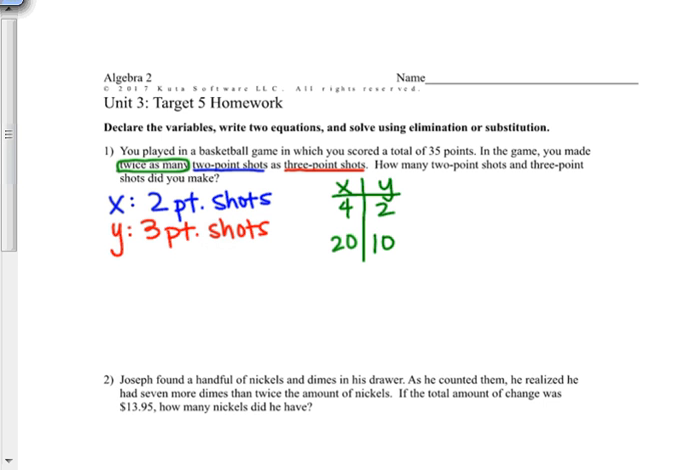So one of my equations could be 2 times y is going to get me to my x's. I just multiply all my y's by 2 to get to my x. And that makes sense. I made twice as many 2-point shots as I did 3-point shots.